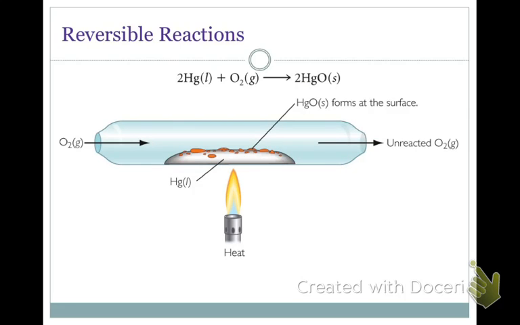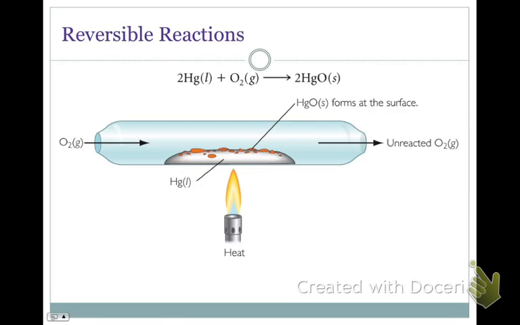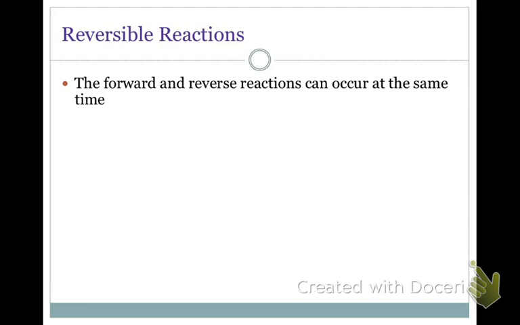We can also have the reverse happen. So here if we have mercury liquid, remember mercury is liquid at standard temperature and pressure, and we pass oxygen through now, we'll start to form mercury oxide. So the mercury is now undergoing oxidation to form that mercury oxide. So we're reversing the reaction that we just did. So those are reversible reactions.